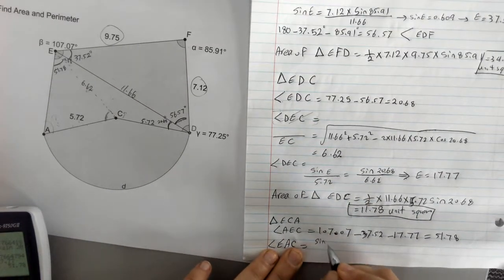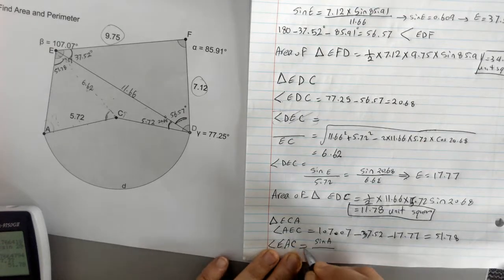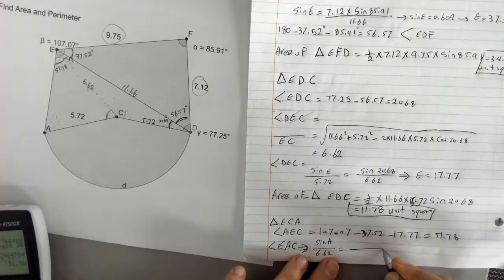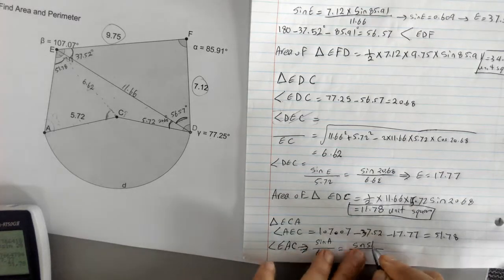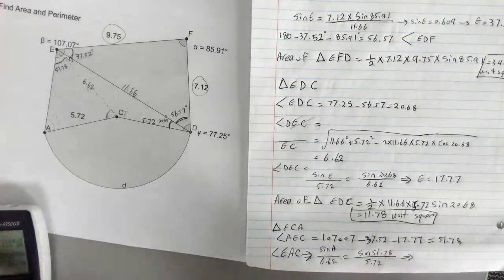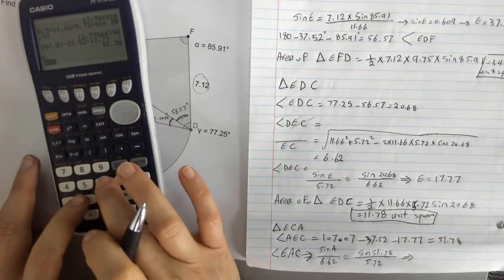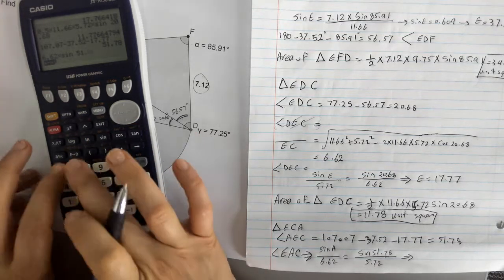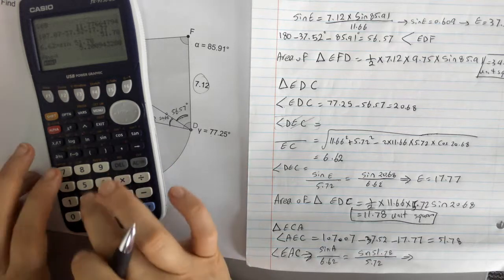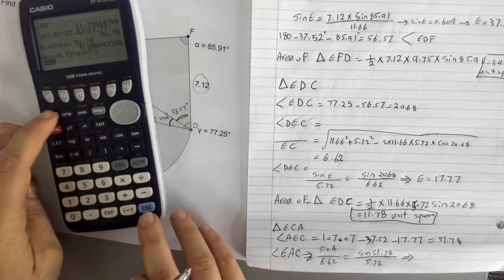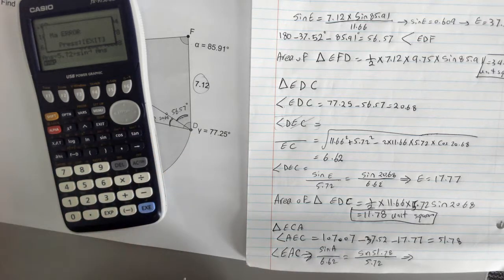So I will have sine A over 6.62 equal sine 51.78 over 5.72. And I'm just going to find it straight away in the calculator. So 6.62 times sine 51.78, then I divide by 5.72, and then I will do the sine inverse to the answer.